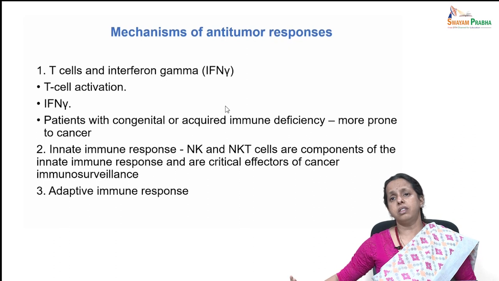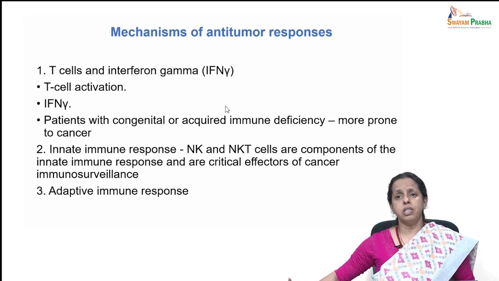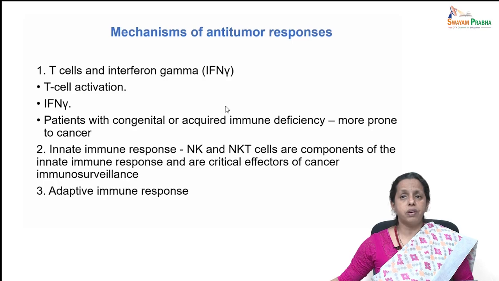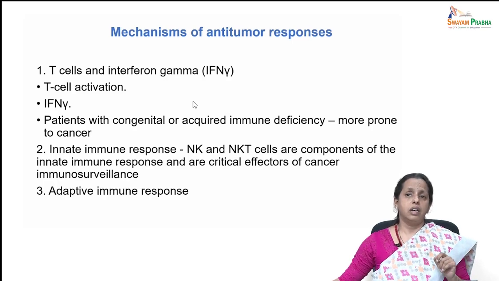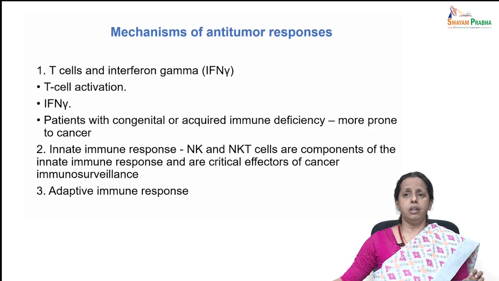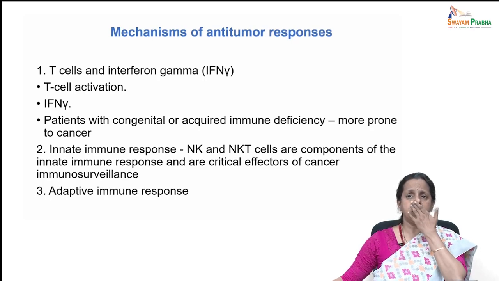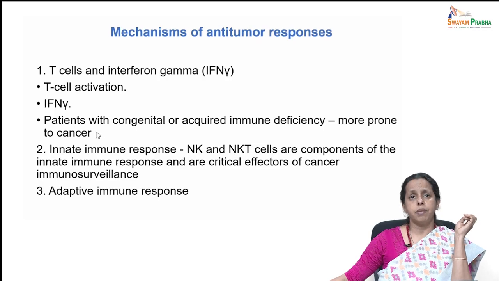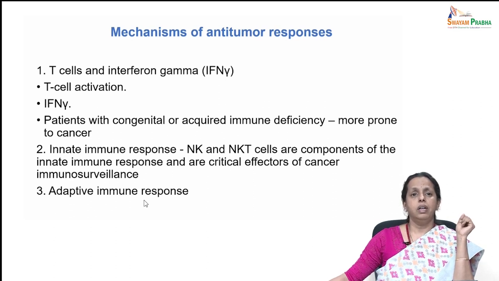As I mentioned before, natural killer cell infiltration in tumors is a positive prognostic factor in gastric cancer, then in squamous cell lung carcinoma and colorectal cancers. You have this different in patients with anti-CTLA. I'll be talking about, as I mentioned, patients with congenital or acquired immune deficiency, they are more prone to cancer. And we have discussed in detail your NK and NKT cells now. And then you have the adaptive immune response, which we will be discussing.